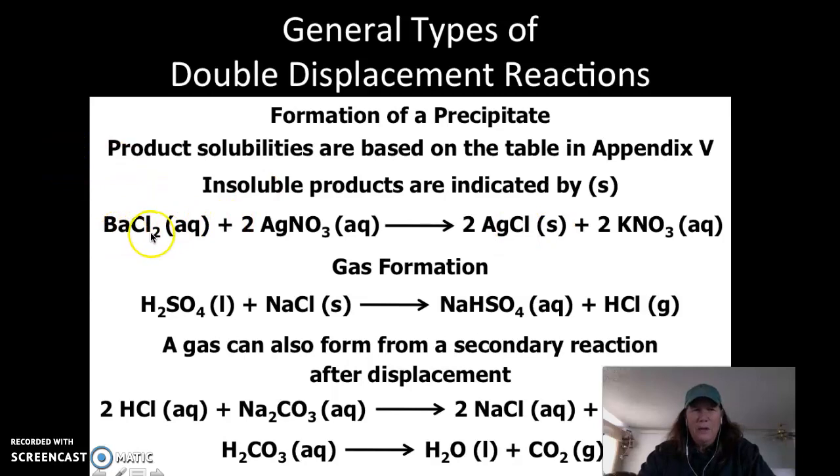Again, barium and chlorine, silver and nitrate. Now I'm going to end up with silver chloride and barium nitrate. This is supposed to be Ba, you guys. I didn't do that. This is from the book.